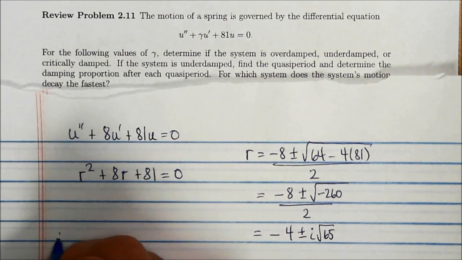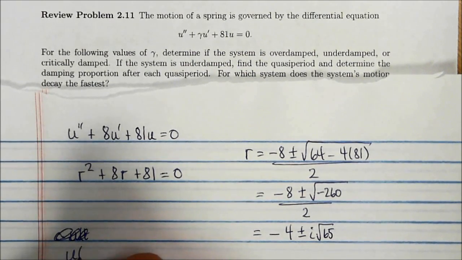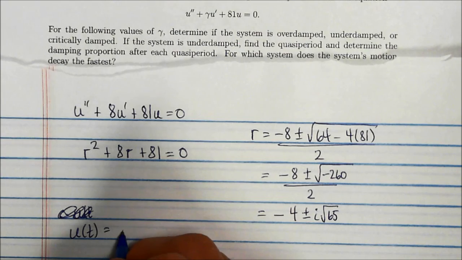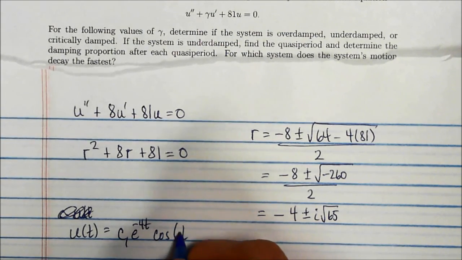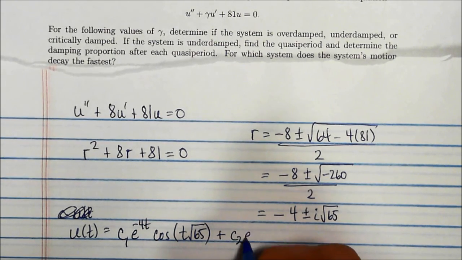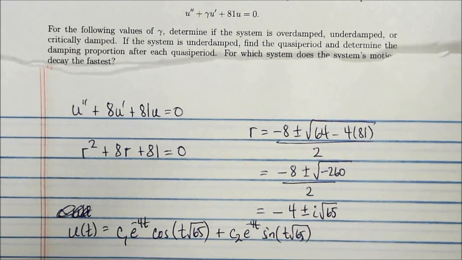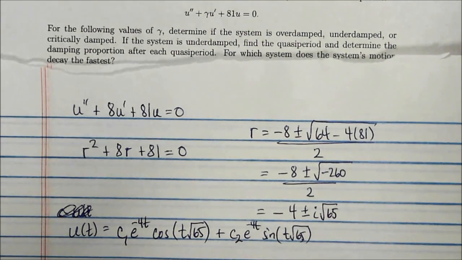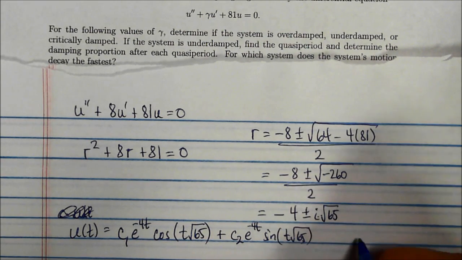And so our solution is going to be u of t. I'm going to bring it down a line. u of t is equal to c1 e to the minus 4t times the cosine of t times the square root of 65, plus c2 e to the minus 4t times the sine of t times the square root of 65. And so that is going to be our general solution. We have complex roots, so this one is underdamped.